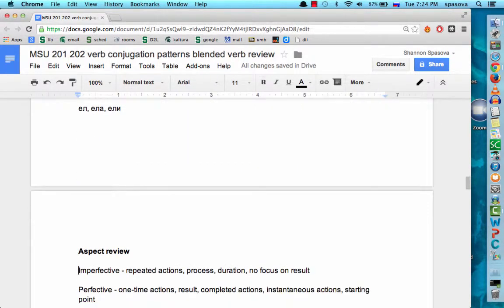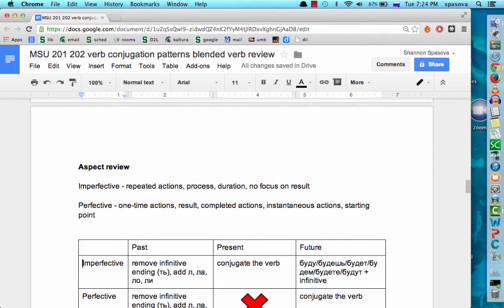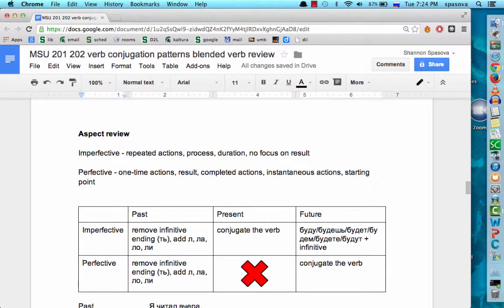Now I'm going to do a quick review of aspect. Remember, towards the end of last year, you learned about perfective and imperfective verbs. We'll be doing more in depth about this year, but I just want to remind you of some of the main concepts.